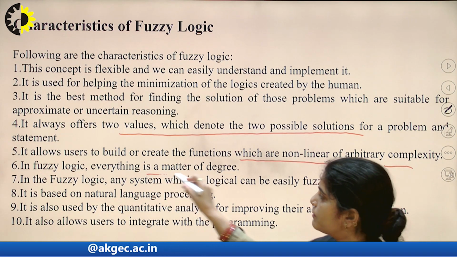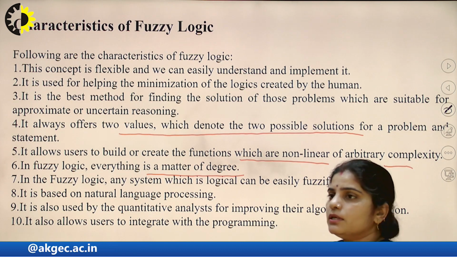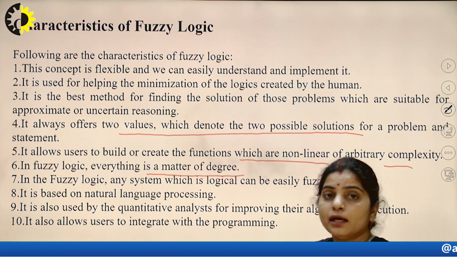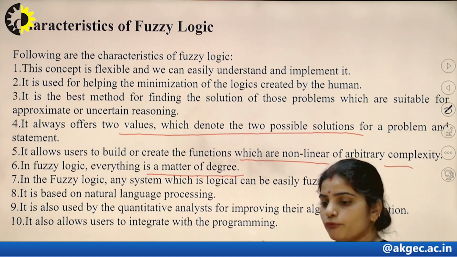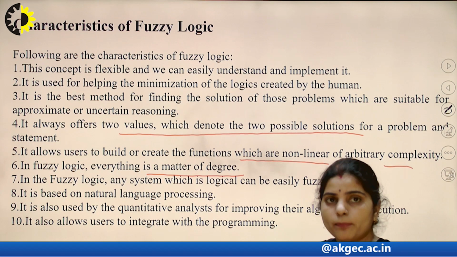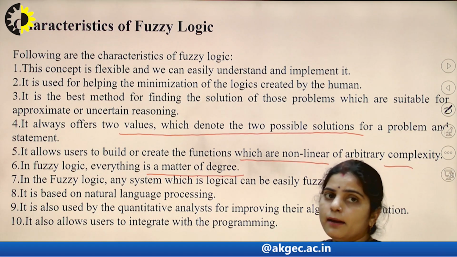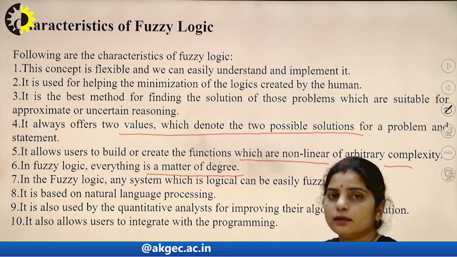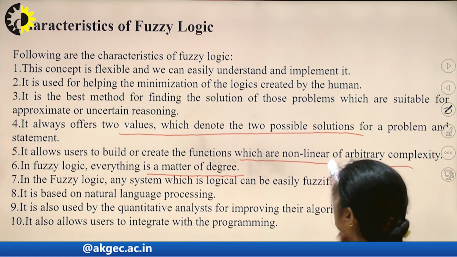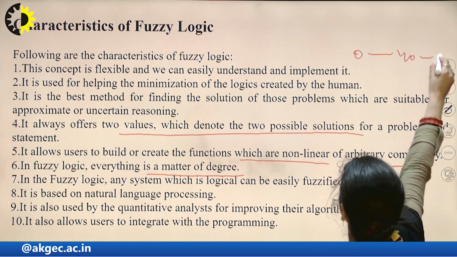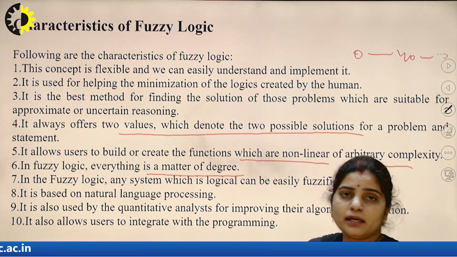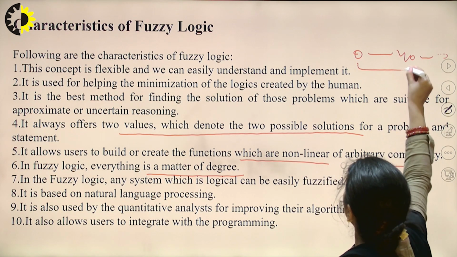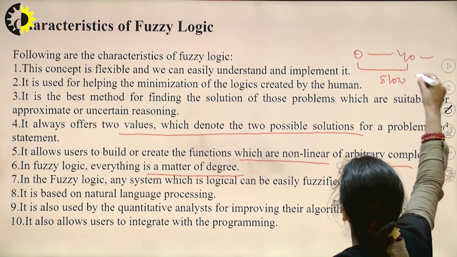In fuzzy logic, everything is a matter of degree. It means if we have to identify the degree of a particular problem, we can solve it by using fuzzy logic. Let us take an example: if the speed of a car is between 0 to 40 to 80, you have to identify whether the speed of the car is fast or slow. From 0 to 40 it is slow, but above 40 it is fast.